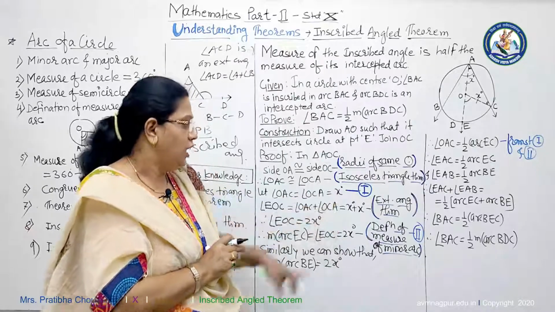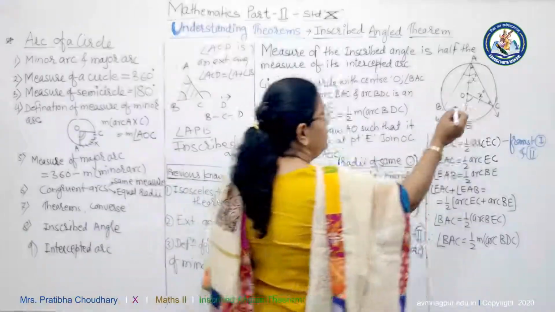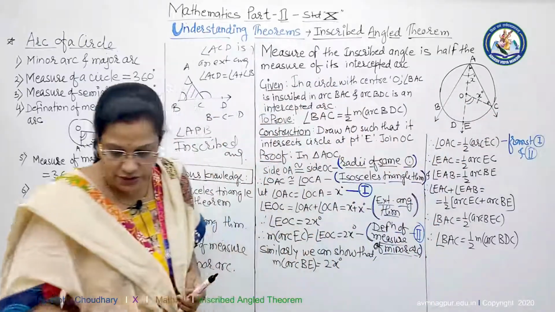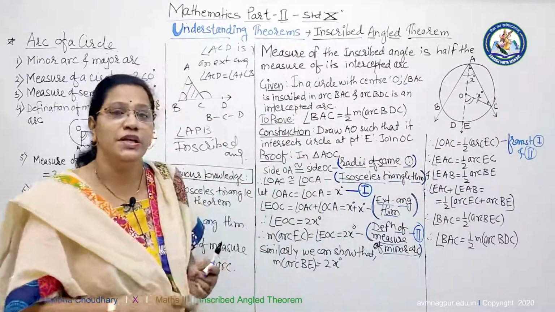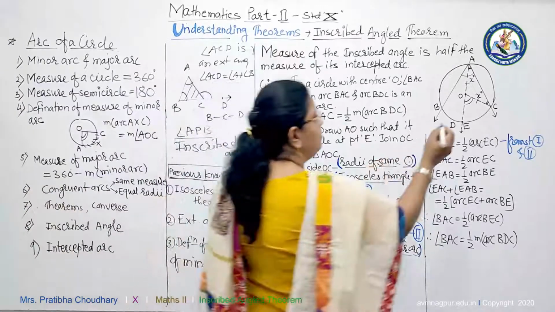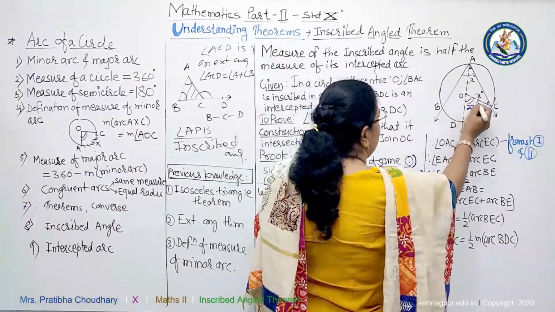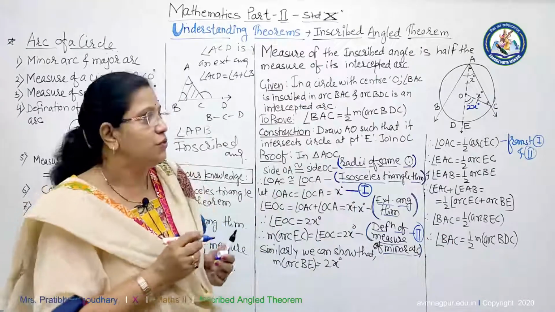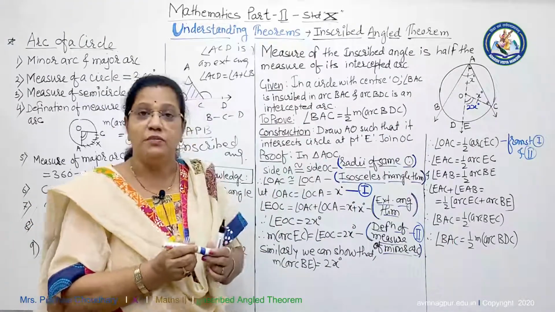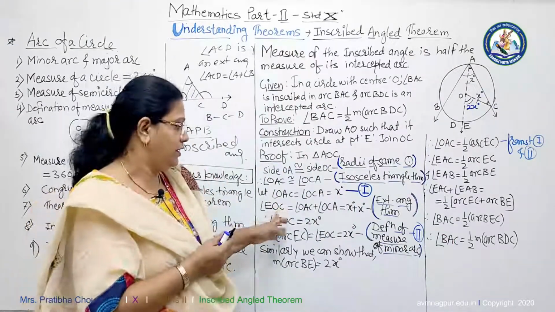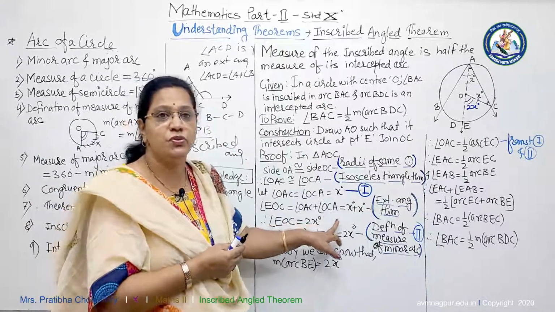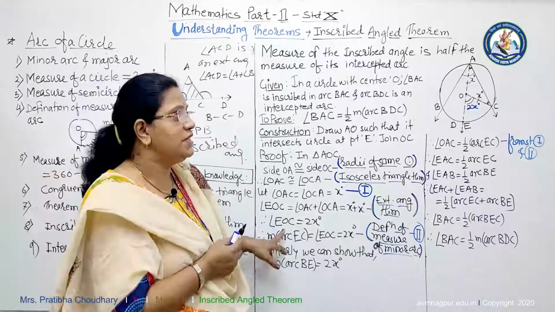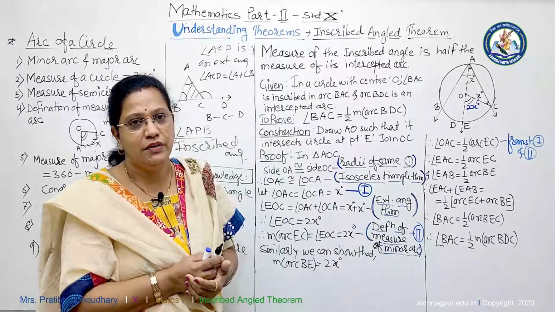Now, for this triangle, angle EOC is an exterior angle. What is the measure of an exterior angle? It is the sum of the measures of its remote interior angles. So it will be x plus x, that means it is 2x. So I have written here: angle EOC is angle OAC plus angle OCA, and that is x plus x, that is 2x degrees. This angle EOC is the central angle.